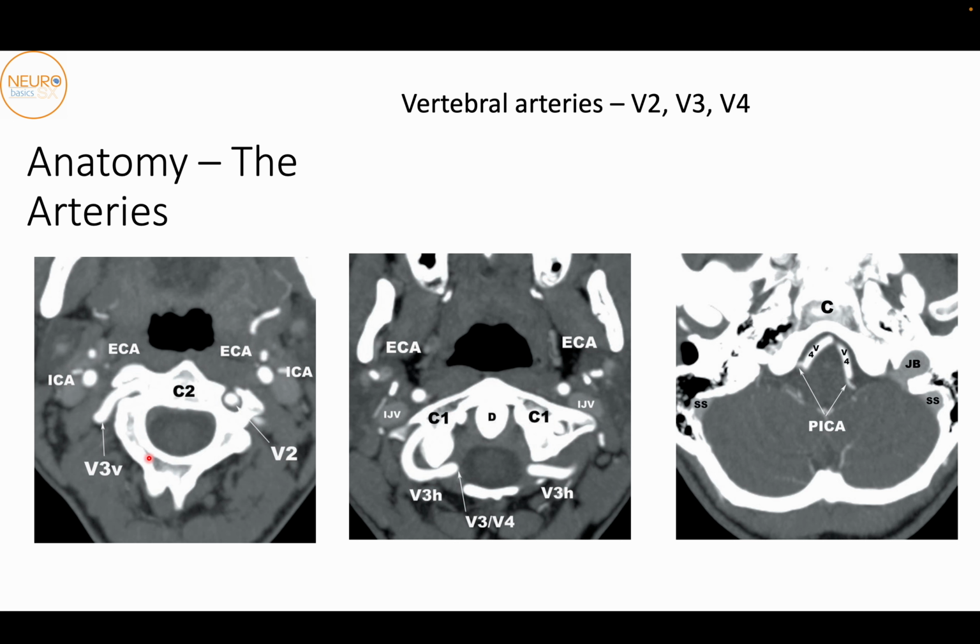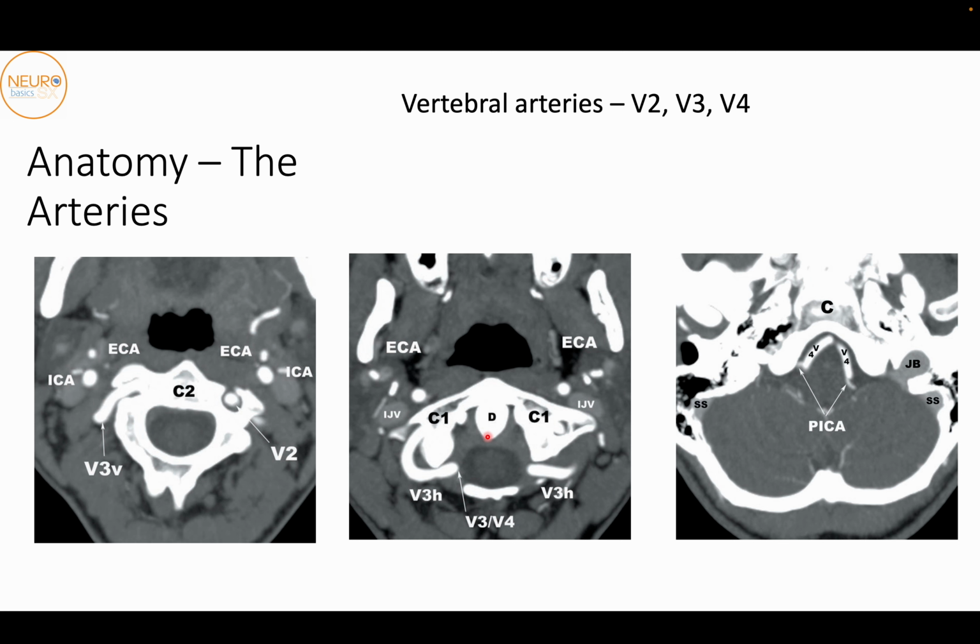Right, so these can be identified on CT angiogram. So as we can see over here, this is a C2 body, and this is the transverse foramen of C2. So on this side, you can see it is still inside the transverse foramen. So this is the V2 segment, and this is the part which is coming out of the transverse foramen. So this is the vertical segment of the V3 segment of vertebral artery.